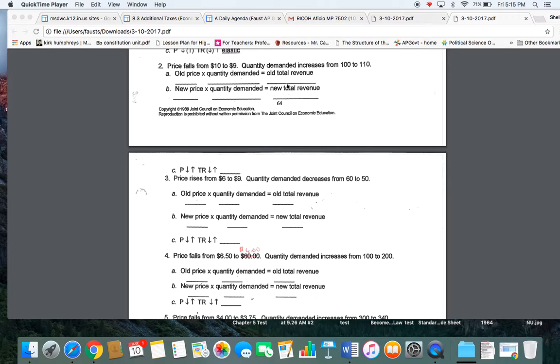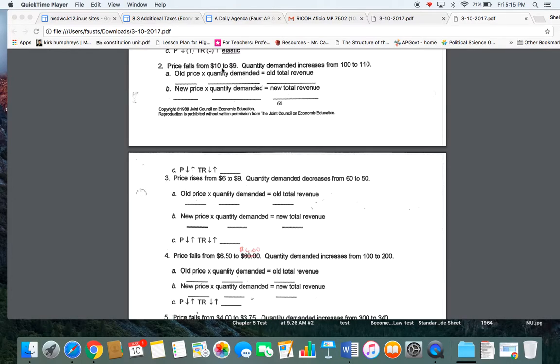If you don't know the math, put it in your calculator because it's ridiculous to miss this because you have access to tools. Use them. Our new price is $9. Our new quantity is 110, so you're going to plug that in. So 9 times 110 is 990.